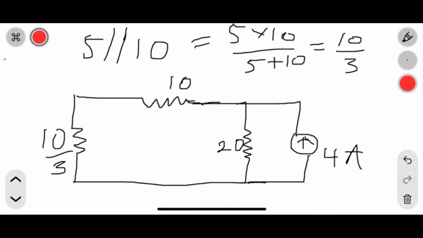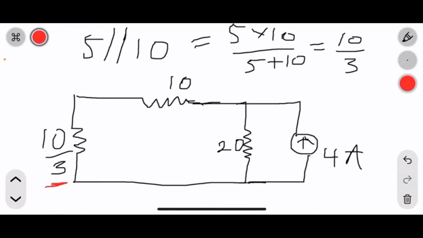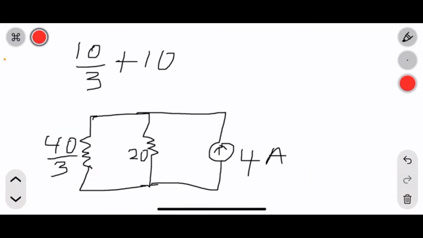What I'm talking about is the 5 is in parallel with the 10, and that one will give us 10 on 3. This is the value here, and this 10 on 3 is in series with this 10. What I meant was this 10, yeah. So this 10 on 3 is in series with this 10. So the circuit will reduce to something like this: 10 on 3 plus 10, which is 40 on 3, in parallel with the 20. And now our source is a current source of value 4 amperes.